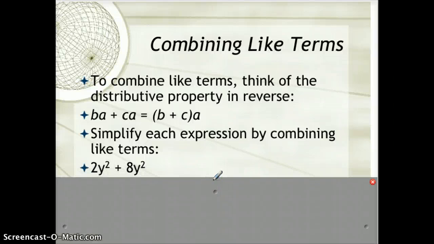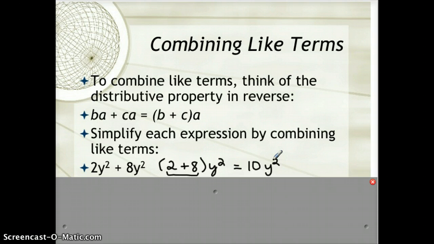The first one is 2y squared plus 8y squared. If you wanted to, you could think of it in reverse, that this is the same thing as 2 plus 8 times y squared. And we know what 2 plus 8 is. That's 10. And our y squared just stays the same.